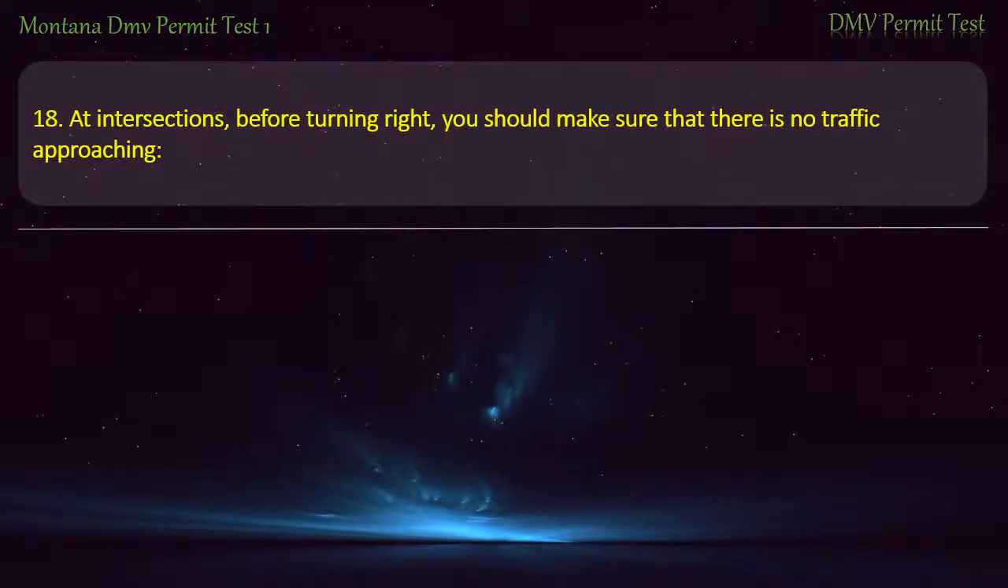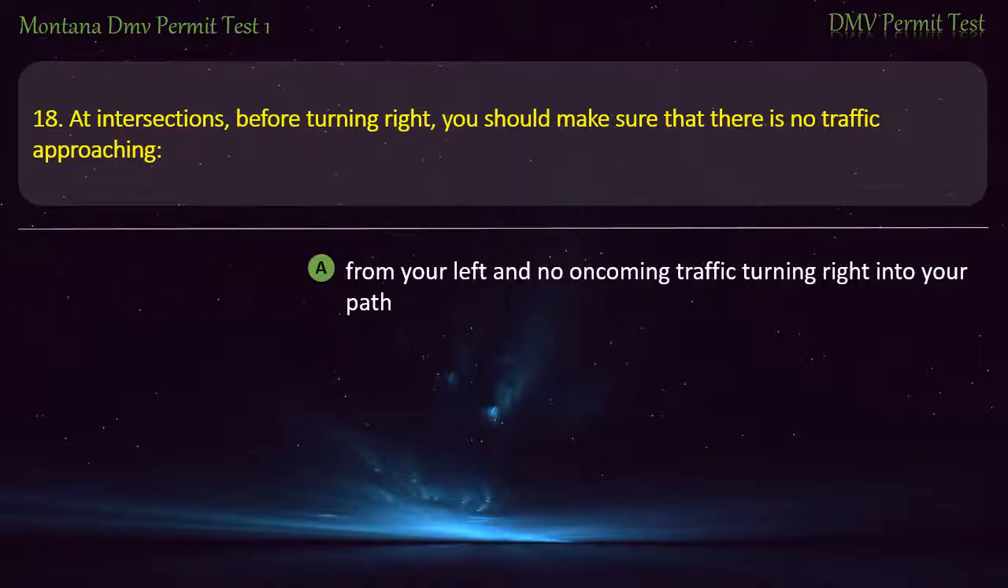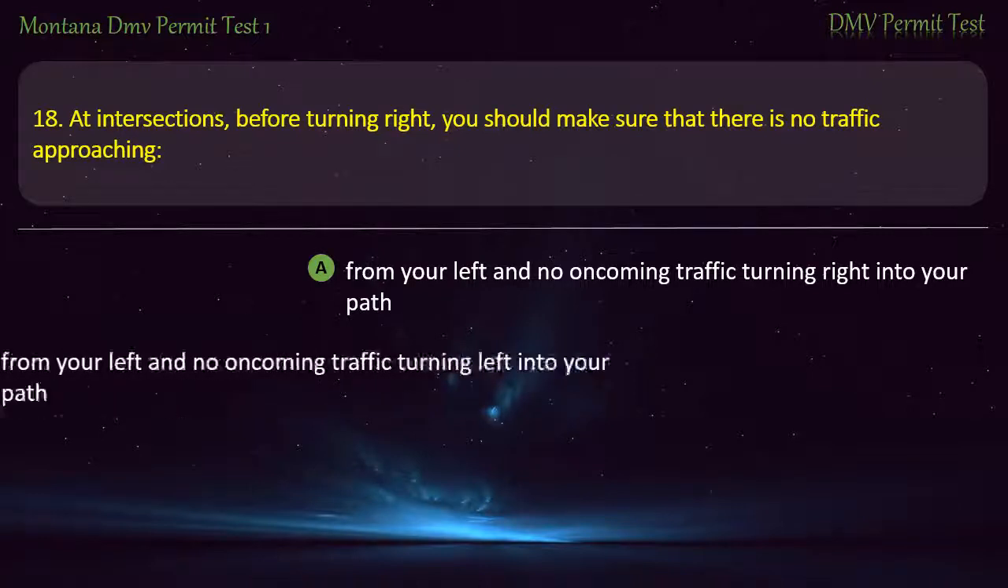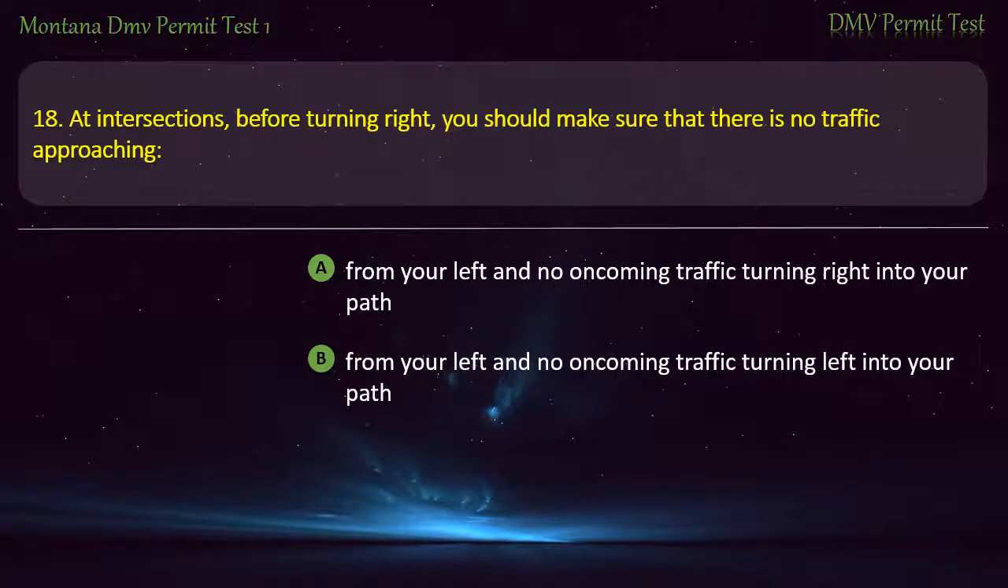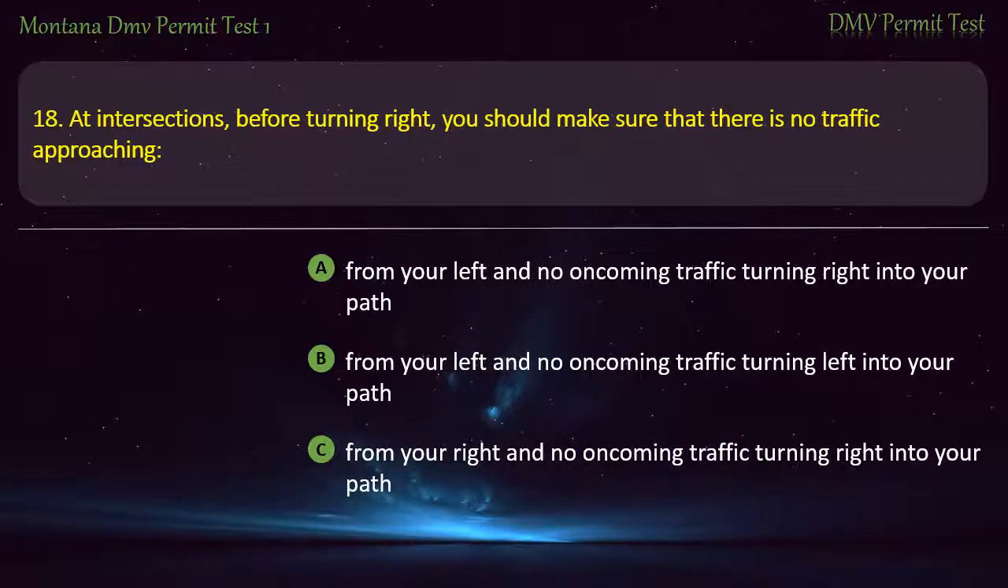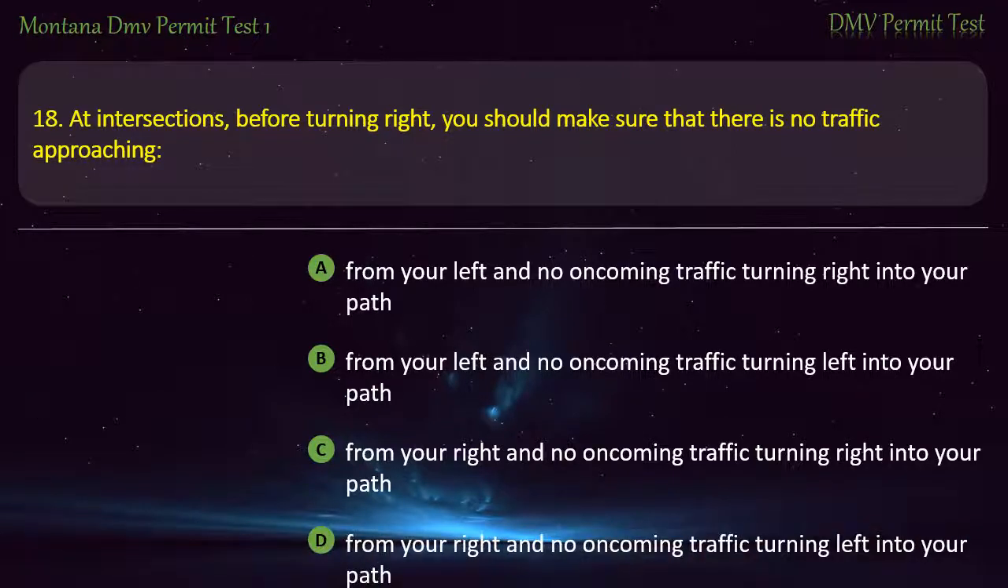Question 18. At intersections, before turning right, you should make sure that there is no traffic approaching from your left and no oncoming traffic turning right into your path. From your left and no oncoming traffic turning left into your path. From your right and no oncoming traffic turning right into your path. From your right and no oncoming traffic turning left into your path. Answer. From your left and no oncoming traffic turning left into your path.